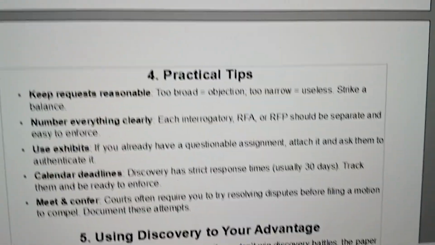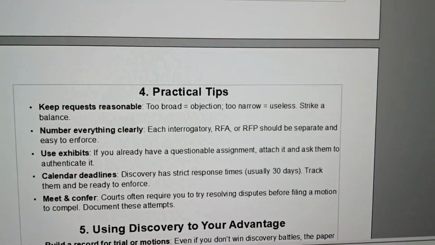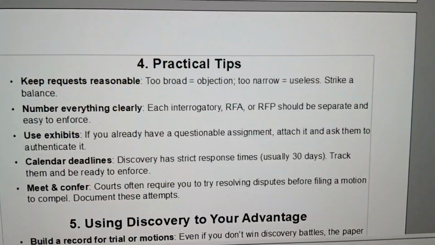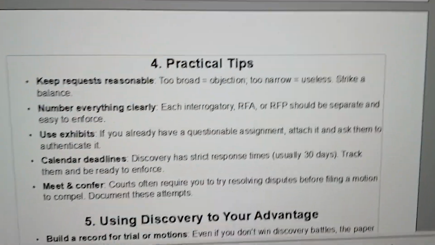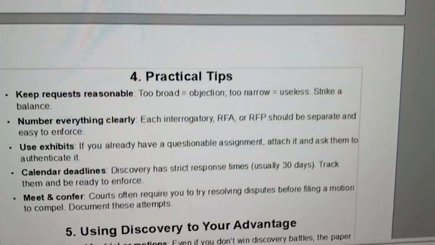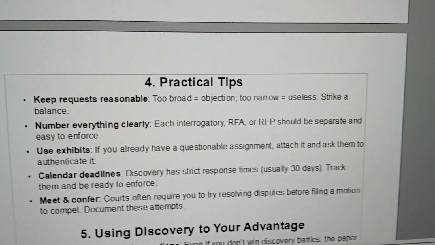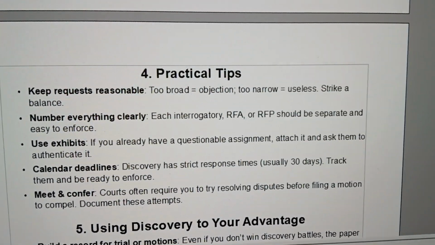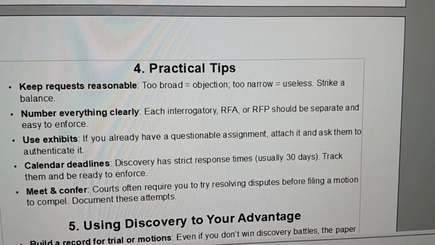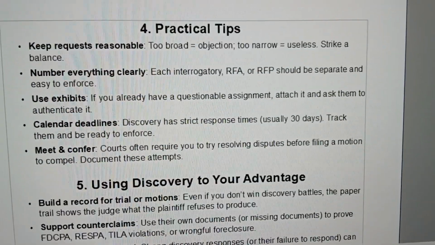In other words, when you send them discovery, send it certified mail return receipt so you know when they got it. And you can mark your calendar 30 days after. Meet and confer. Courts often require you to try resolving disputes before filing a motion to compel, so document these attempts. Letters, stuff like that.